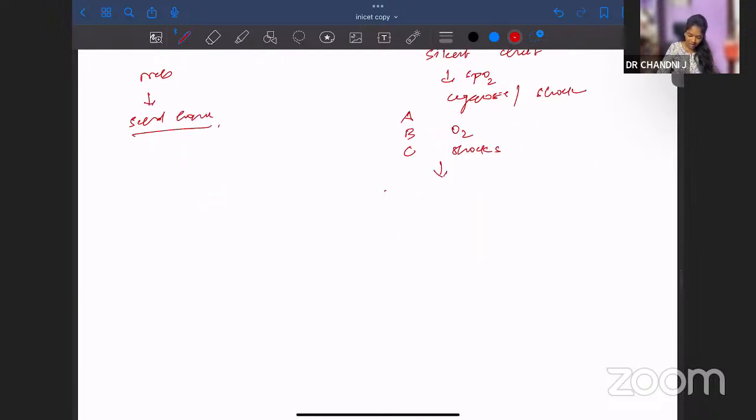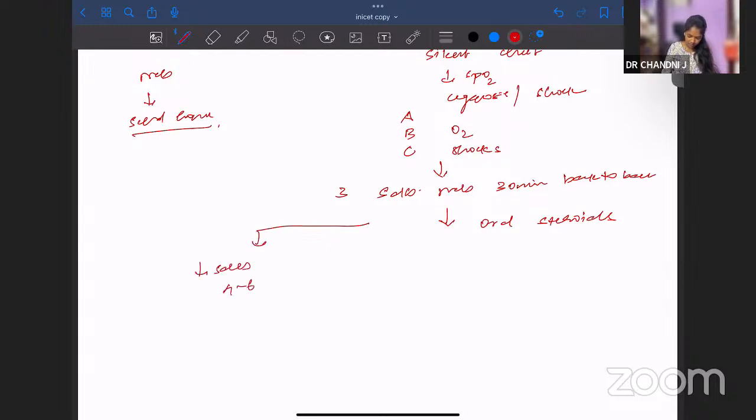Then you go for salbutamol nebulization. How much? Back to back, every 30 minutes, 3 nebulizations you give. Then you give oral steroids. You look for response. If the child is responding, you stop oxygen and decrease the salbutamol to every 4 to 6 hours. If improving. If not improving, child is deteriorating, what do you do?